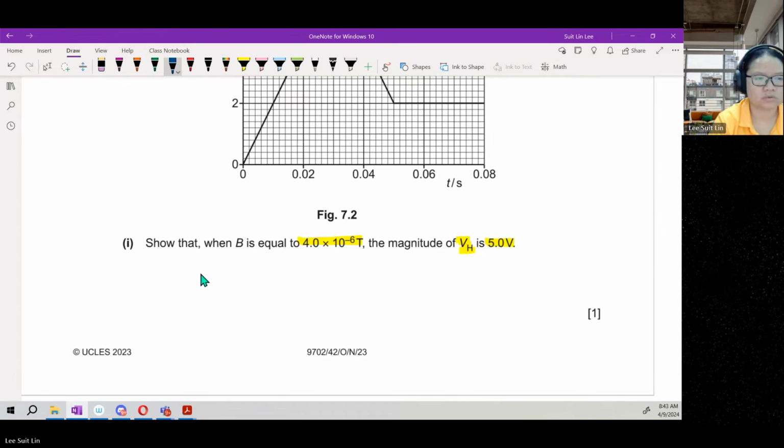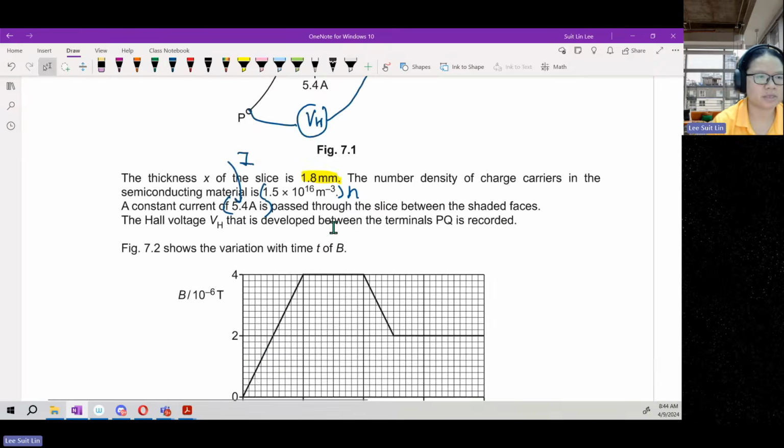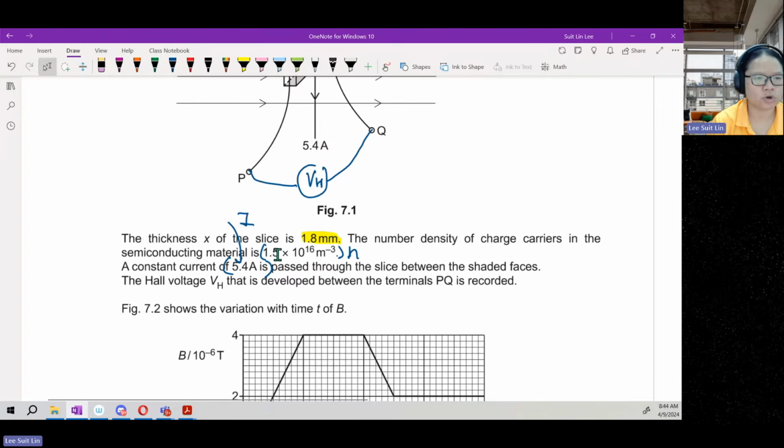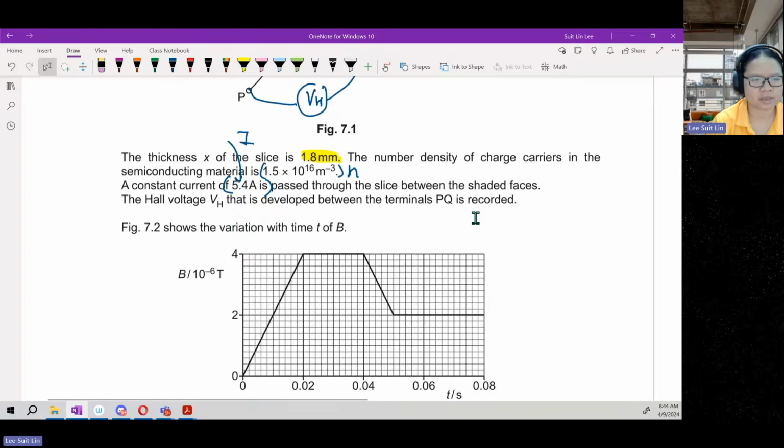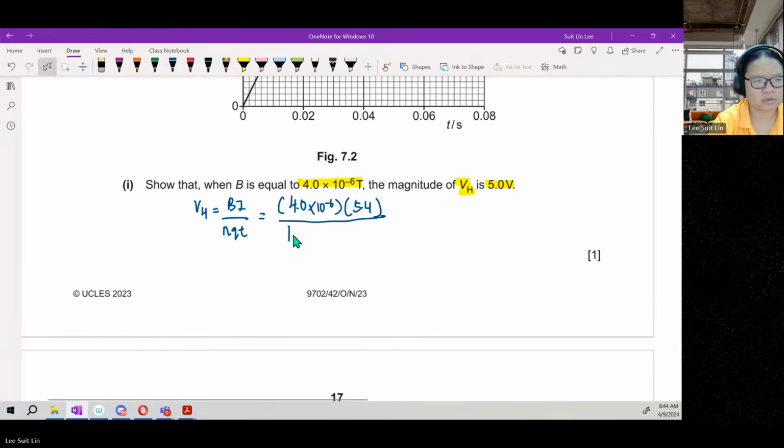So we can copy from the formula page. Hall voltage is BI over NQT. My version is BI over net. Anyway, I just need to show the substitution. 4.0 times 10 to the power negative 6. The current just now was 5.4 ampere. The number density is here, 1.5 times 10 to the power 16.